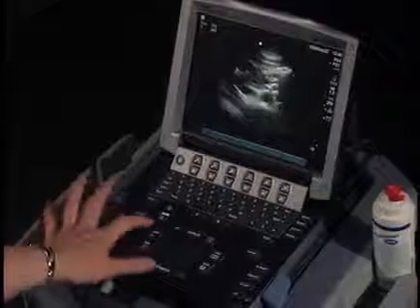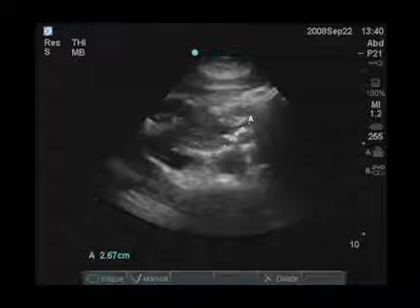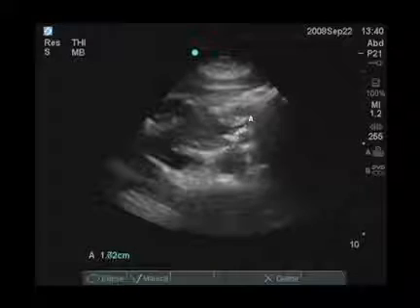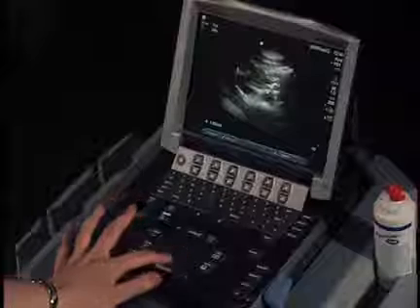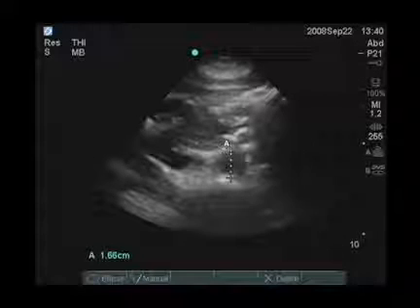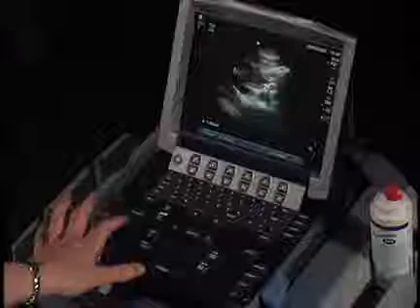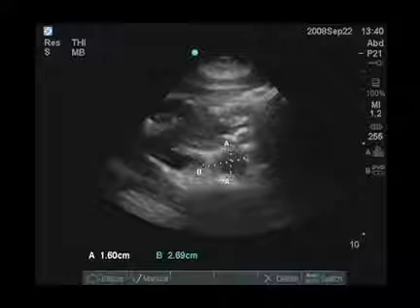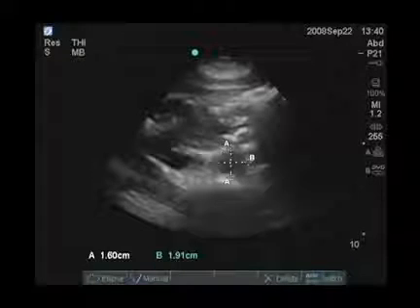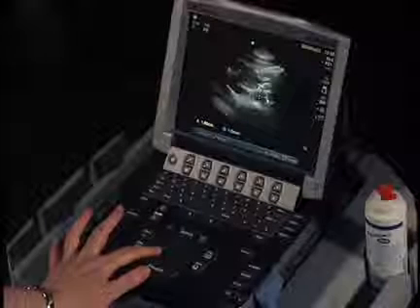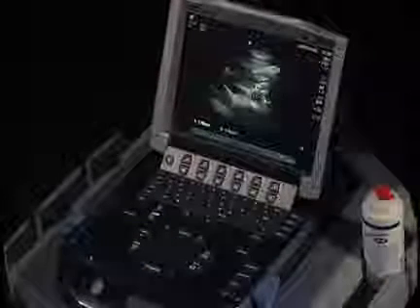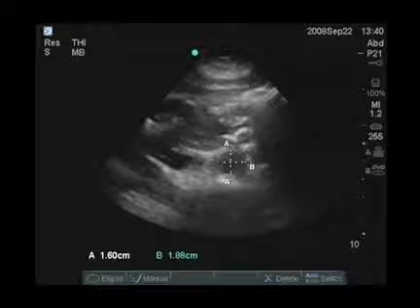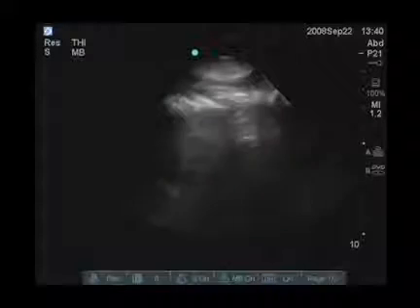And perform 2 measurements. Measuring from the outside wall to outside wall, so I measure the entire size of the aorta and not just the residual lumen of an aneurysm. I will perform 2 measurements, anterior to posterior, and a transverse measurement. From there, I'm going to move down a little bit more inferior.